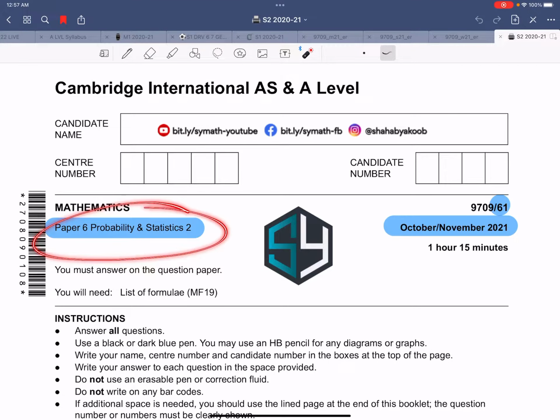Probability and Statistics 2, the November paper, the first variant. Let's get started.